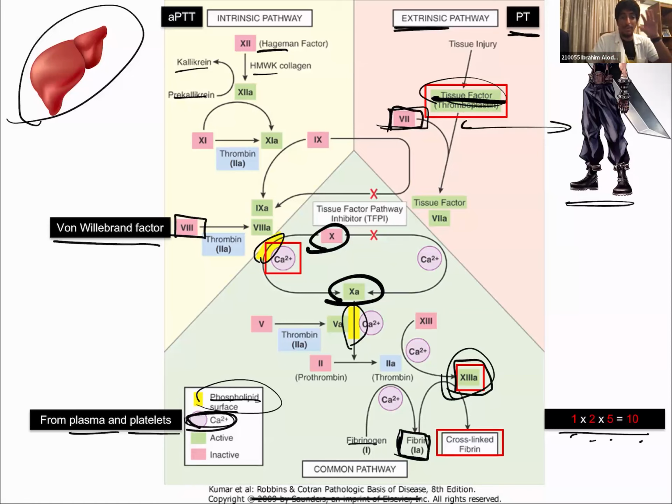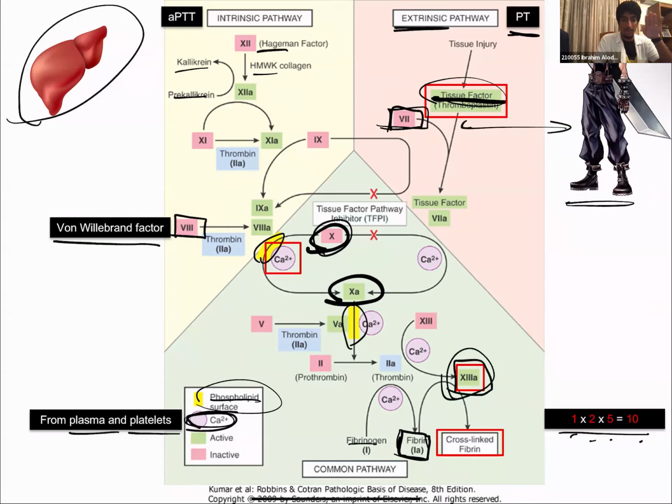The extrinsic pathway usually needs an external injury to the tissue or to the vessel to release tissue factor to activate factor 7. The intrinsic pathway is kind of always being activated and inactivated in our body. That's why the names are like that. They come together, they activate factor 10, and then they keep going until they form fibrin.